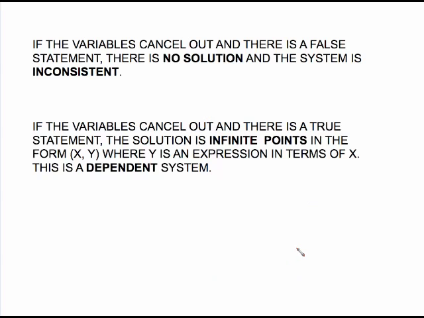So concluding, if the variables cancel out and there's a false statement, then that means you have no solution and the system is inconsistent. That's as far as you have to go, no solution. However, if the variables cancel out and you're left with a true statement, the solution is called infinite points, but they need to be written as an ordered pair, x comma y, where the y is really an expression written in terms of x. This is a dependent system.